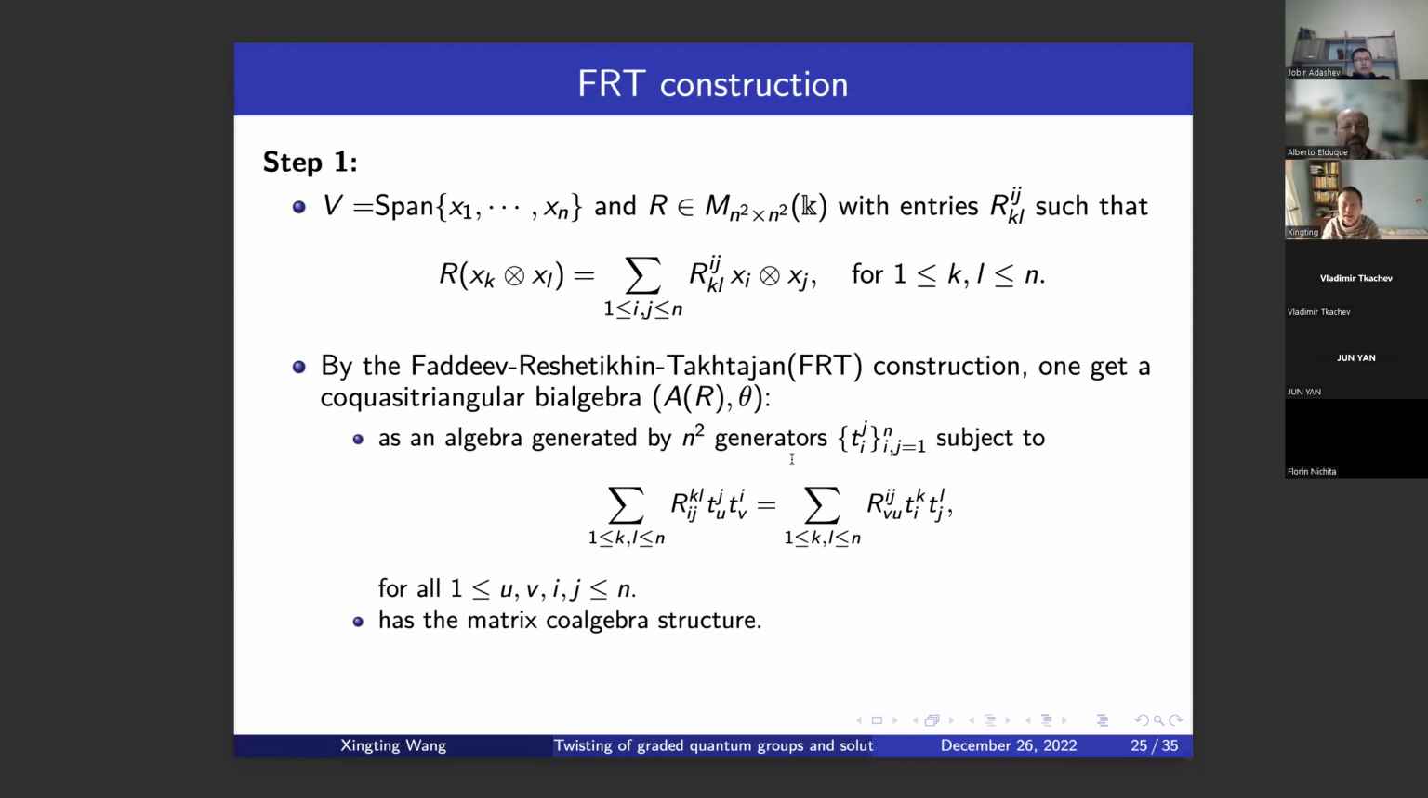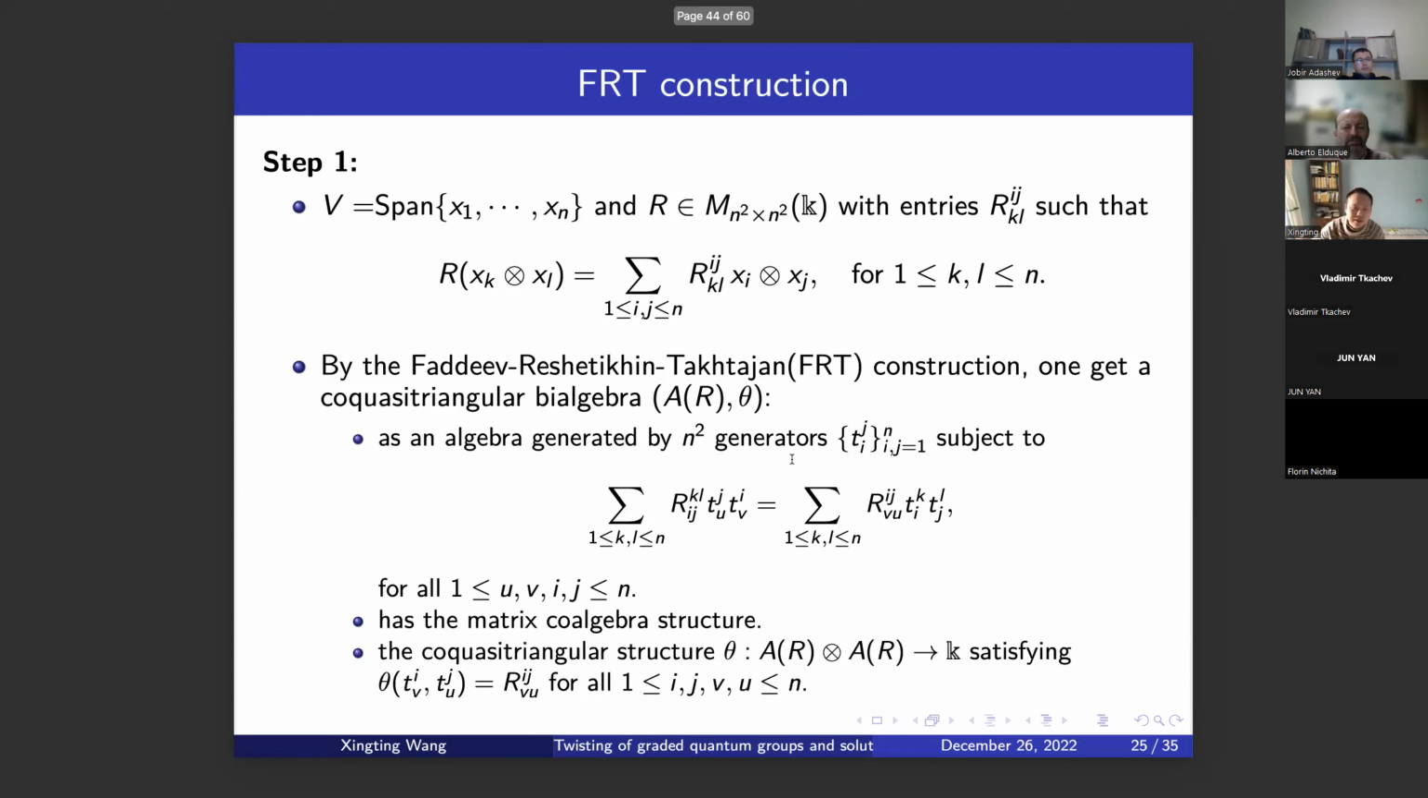The basic idea is that you give me an R solution, and I can give an algebra. It's actually a quadratic algebra with n squared generators and quadratic relations, and these relations are given by the matrix R. It's a bialgebra, so it has a coalgebra structure, defined by the matrix coalgebra structure on these n squared generators. Most importantly, this bialgebra has a co-quasi-triangular structure.